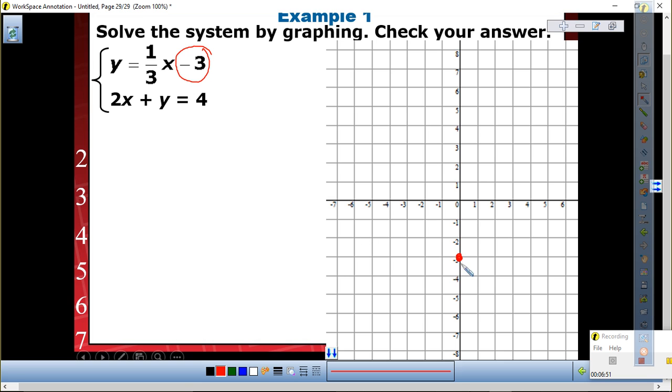Is that correct? So from here I go 1 up, 3 to the right, 1, 2, 3. I plot my point, and I do it again. From that point, 1 up, 1, 2, 3, plot your point, do it again, 1 up, 1, 2, 3, plot your point, graph your line. And remember, the more points you plot, the straighter your line. So with your ruler, I want you to graph that line in red, and make sure it stretches all the way through your coordinate plane, okay?